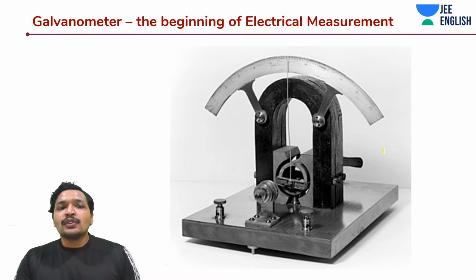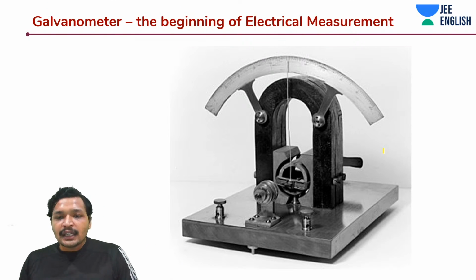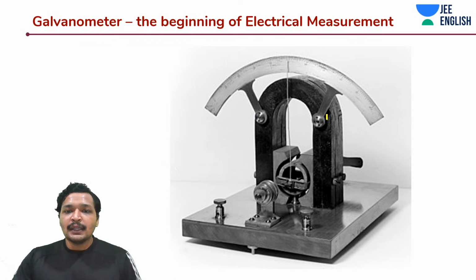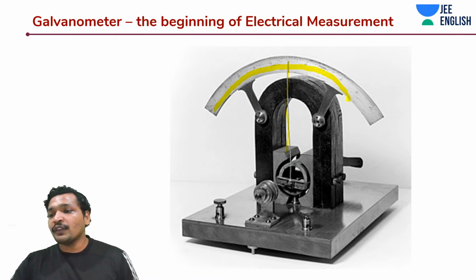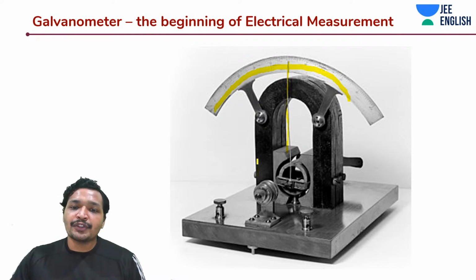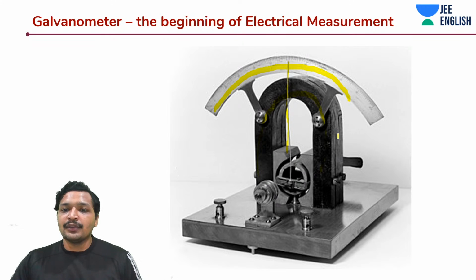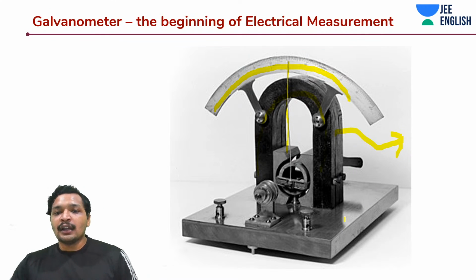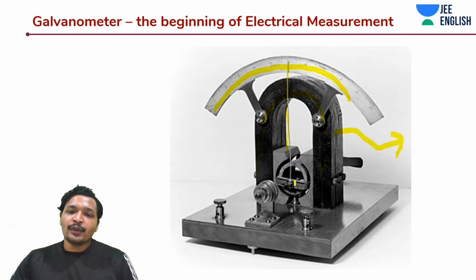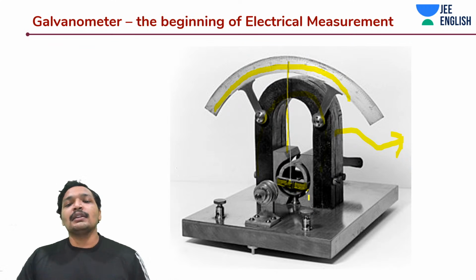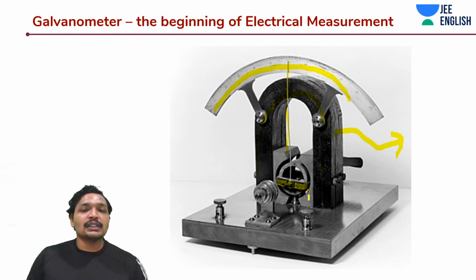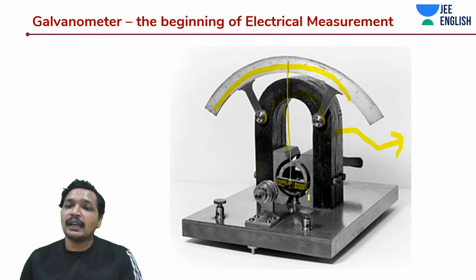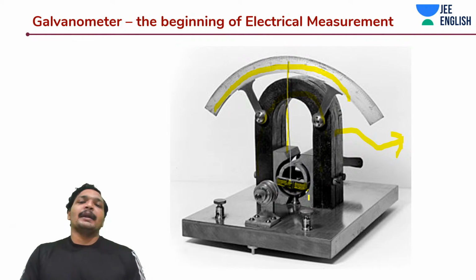This was the first kind of galvanometer, invented in the 1800s. If you notice, it's the same thing: this is the pointer, and this is the scale. Back in the days we did not have digital scales. This black thing is the horseshoe magnet. There will be some current flowing inside this coil, and in this way the galvanometer works. The galvanometer was actually a revolution in electrical measurements. This is how everything began.